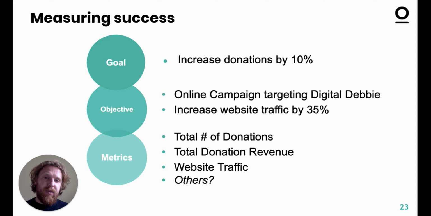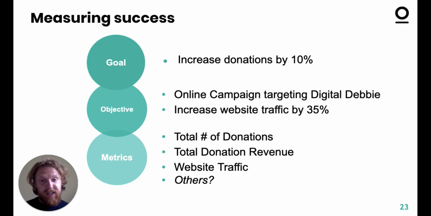Starting with goals at the top, our overall goal, so from our digital marketing activity, overall goal of what we want to do is increase donations for our charity by 10%. That's the overall goal. In order to achieve that, we're going to set several objectives through our digital marketing activity. The first one is to run an online campaign targeting Digital Debbie, and we're going to do that by increasing website traffic by 35%. Now, I've realized that this is not a SMART objective, so I'm going to need to add in a time-bound element there. So we want to increase website traffic by 35% by the end of 2020, for example.